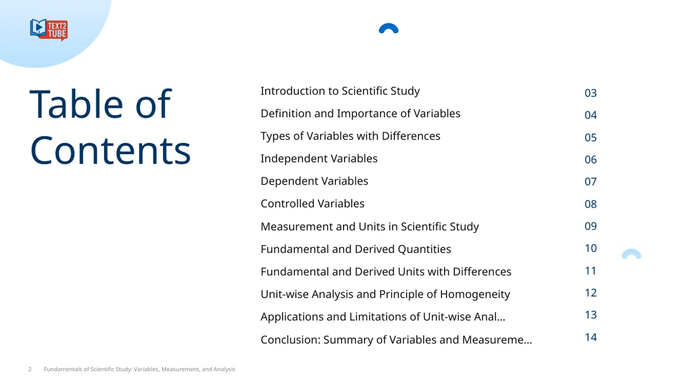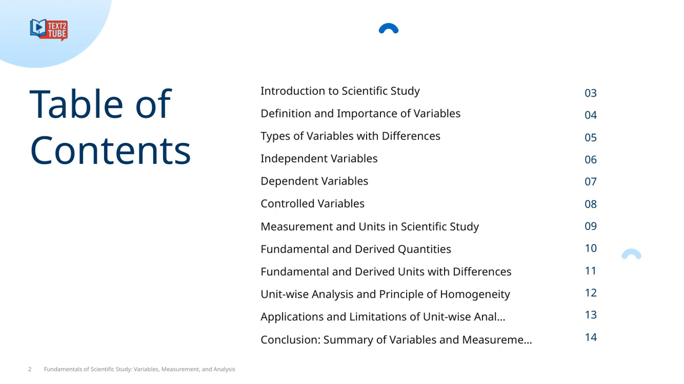Moving on to measurement and units. These are essential for quantifying variables accurately. We distinguish between fundamental quantities, like length or mass, and derived quantities, such as speed or density, which are calculated from fundamental ones. Correspondingly, we have fundamental units, like meters or kilograms, and derived units, like meters per second or grams per cubic centimeter.